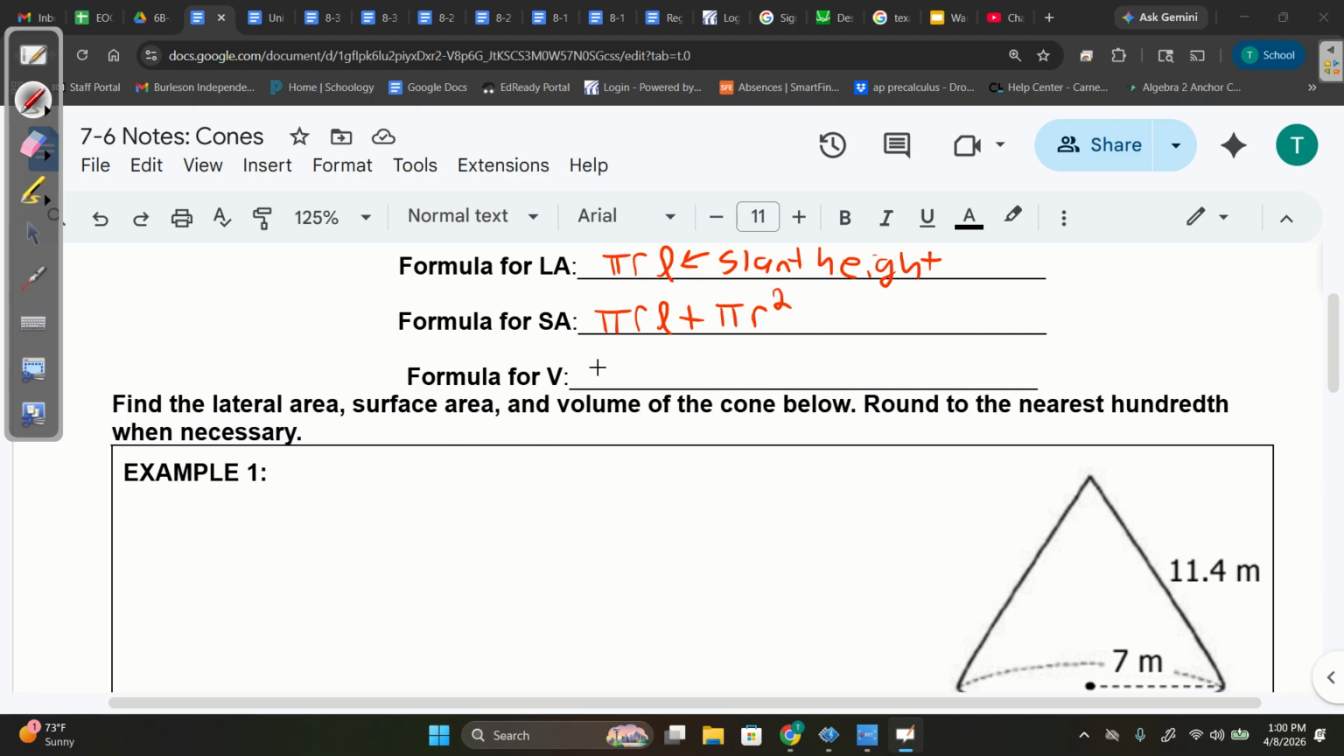Finally, the formula for the volume is the same as a pyramid's volume: 1/3 area of the base times the height. Just in this case, my area of the base is always going to be pi r squared, because my base is always going to be a circle. With that in mind, let's try out example number 1.